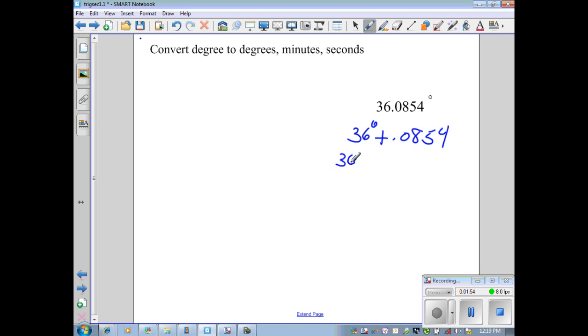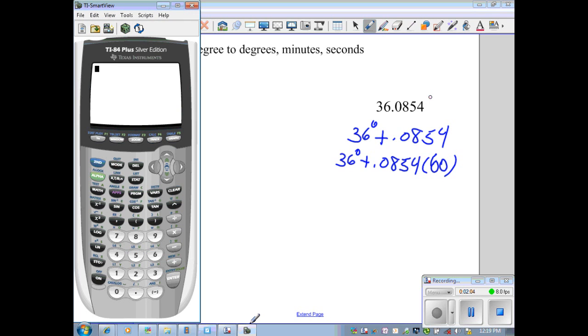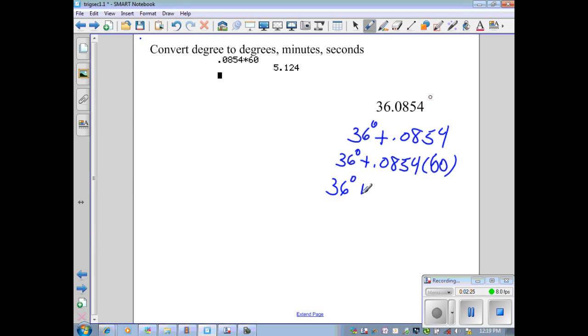So this will give us 36 degrees plus 0.0854 times 60. Using our calculator, 0.0854 times 60. That will give us 5.124 minutes. 36 degrees plus 5.124 minutes. Let's pull off the whole number again.